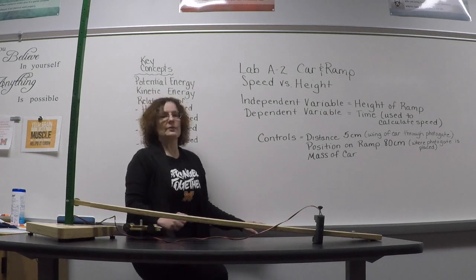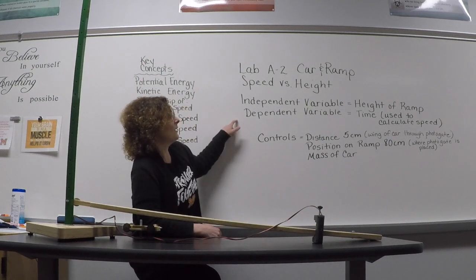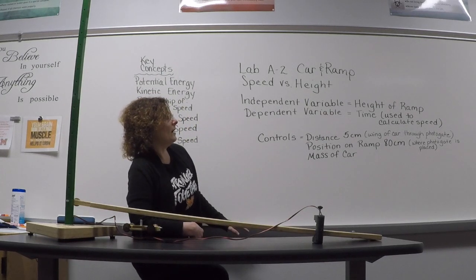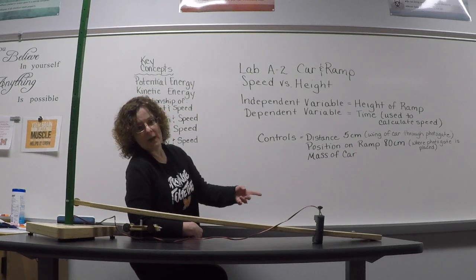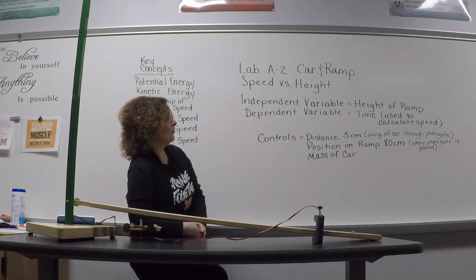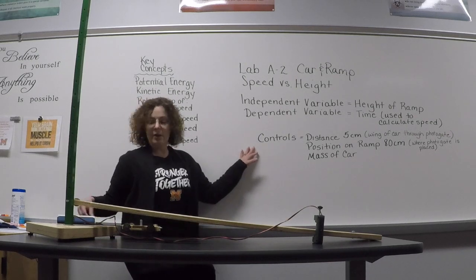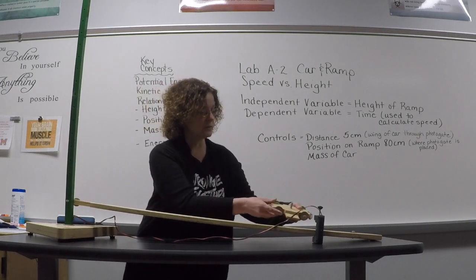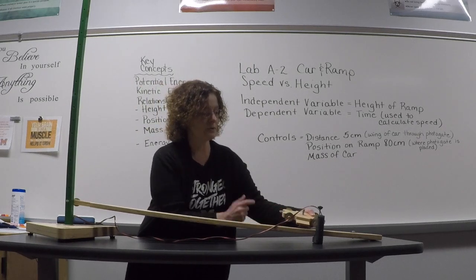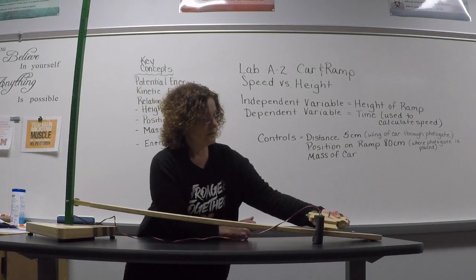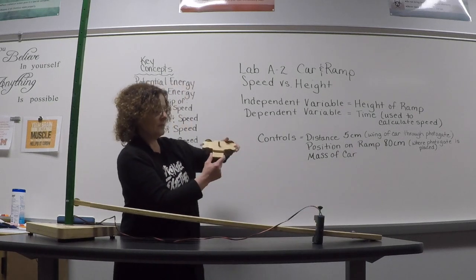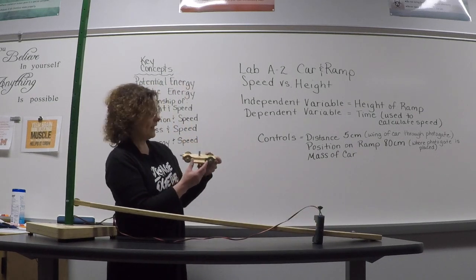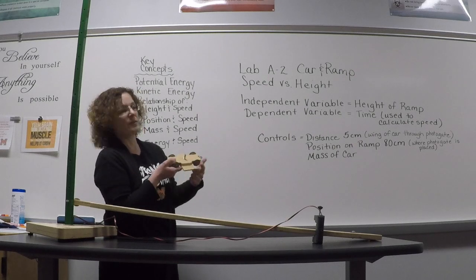Today, there are 19 of those. Our dependent variable that we're looking for is how long it takes the car to travel down the ramp, and we're going to use that to calculate our speed. And then our controls are the distance. It's traveling the same amount of distance from when the start of the wing activates the photo gate to when the end of the wing stops it. So that distance is 5 centimeters, and that doesn't change.